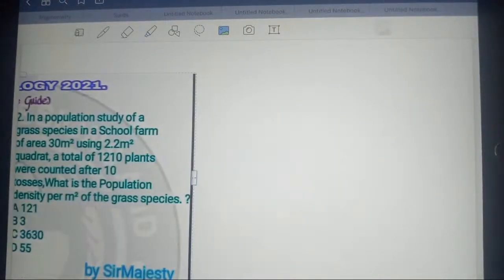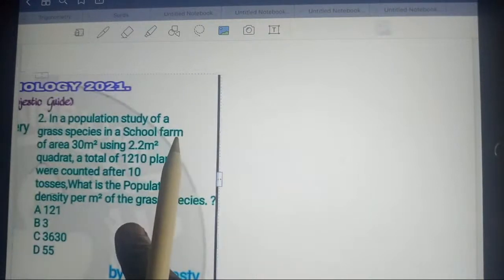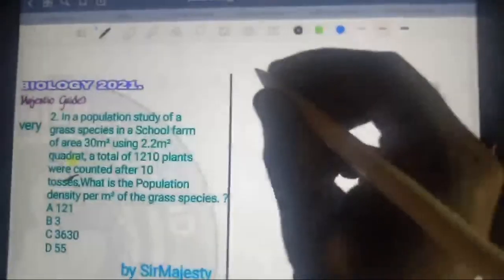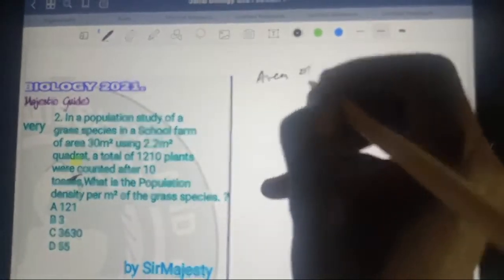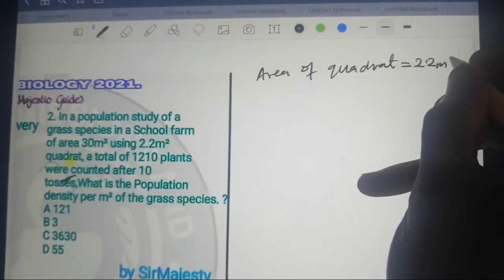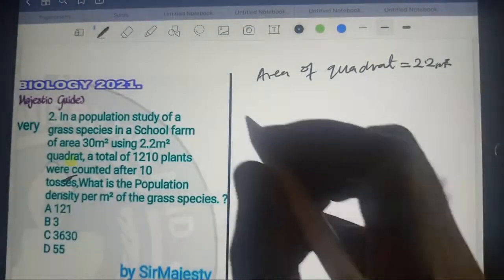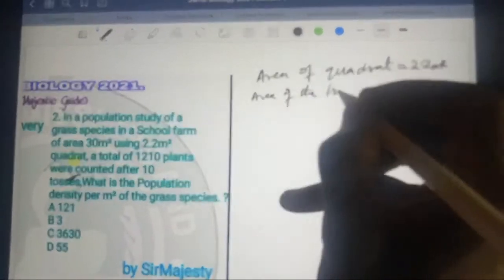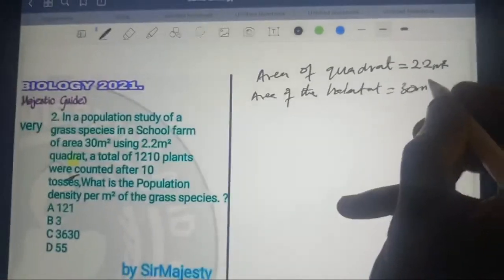So in this case, you go back and look at what the question says. Remember, don't get confused about what is happening here. They are just giving you some values that you might not even be using. So first, if you see this type of question, write out area of quadrat. From the question, area of quadrat is 2.2 meter square. Then next, you also take a look at the area of the habitats. Sometimes you might not use it, but record them. That should be 30 meters square.